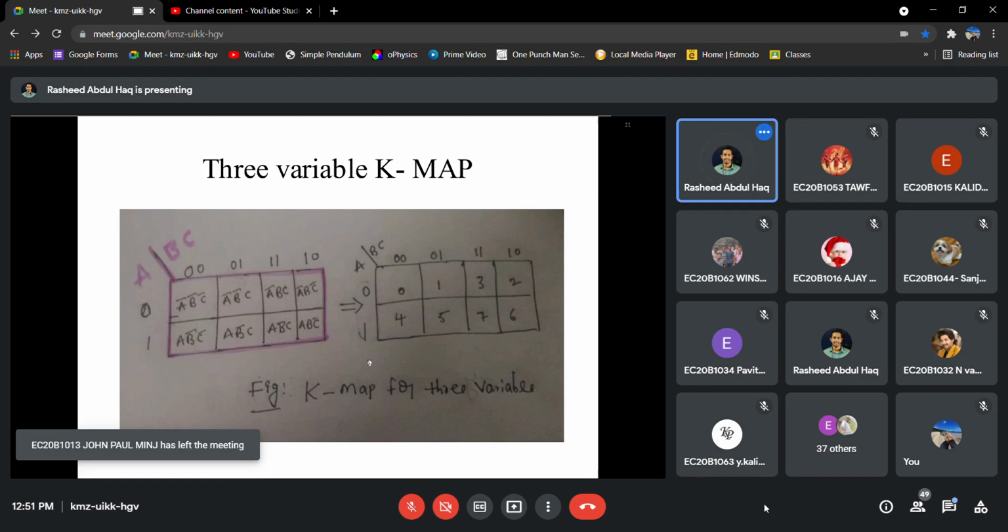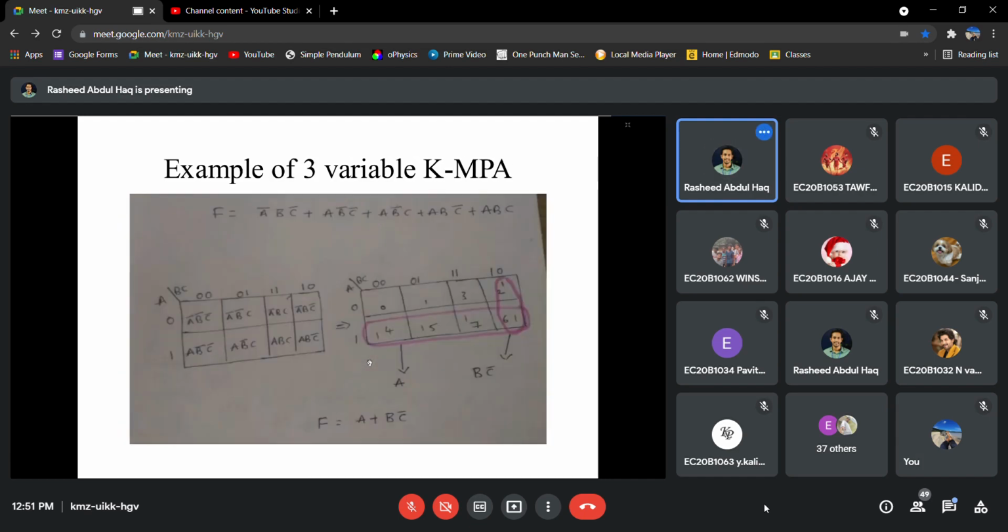Any doubt in this? The values written here are the values of BC, that is 0 0, 0 1, 1 1, 1 0. So in this truth table we will have 8 combinations. So we will try to minimize this one.